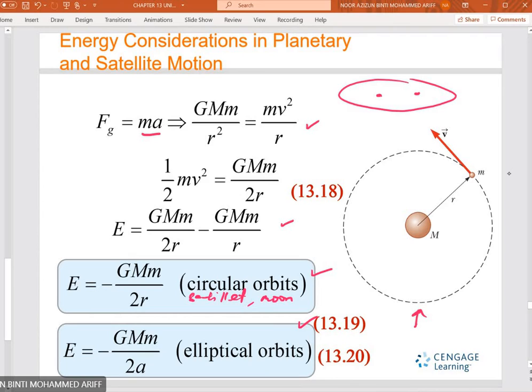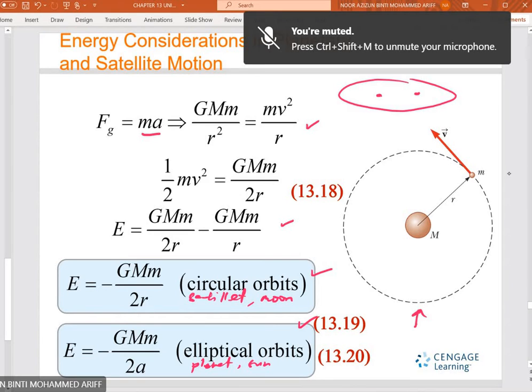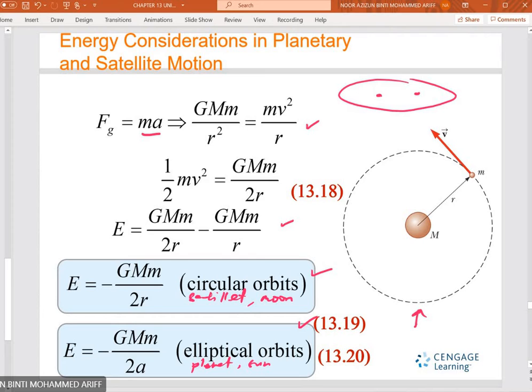But for elliptical orbit, like your planet with the sun, usually the sun is one of the focal points. Usually for planets we are using elliptical. But in questions sometimes they mention that although the planet is elliptical, there are questions where they give the instruction to use circular orbit. So you can choose either this one, 13.19, or 13.20. Usually we go with 13.19 because for the ideal case we assume it is a circular orbit. Okay, is it clear for the others?